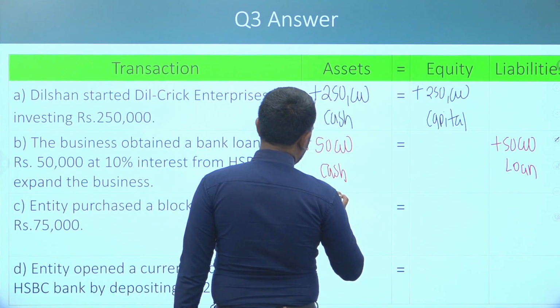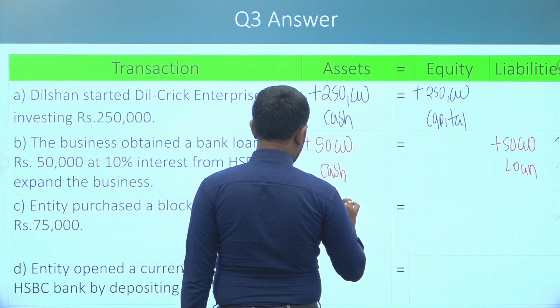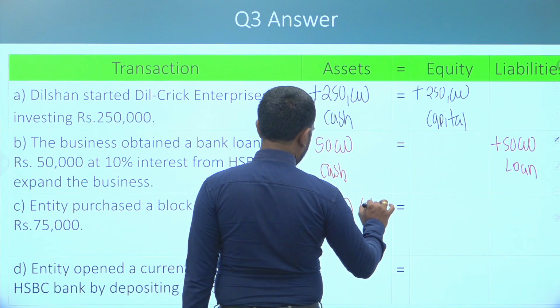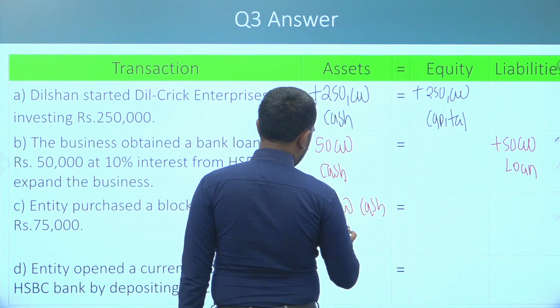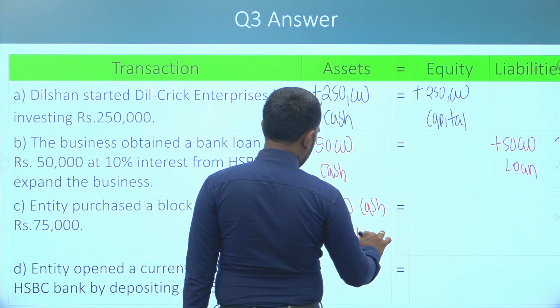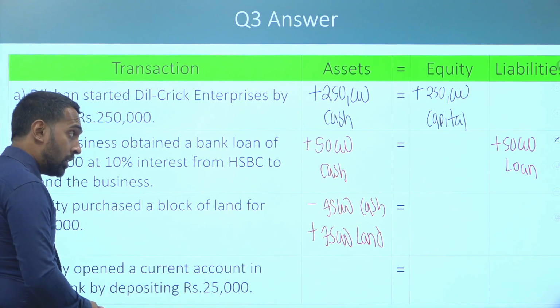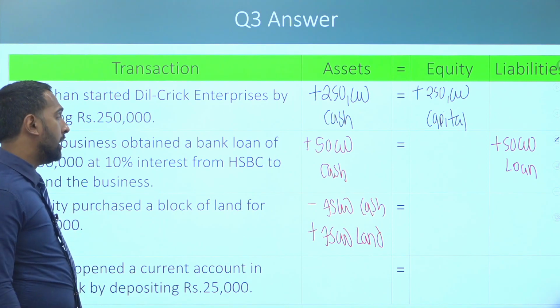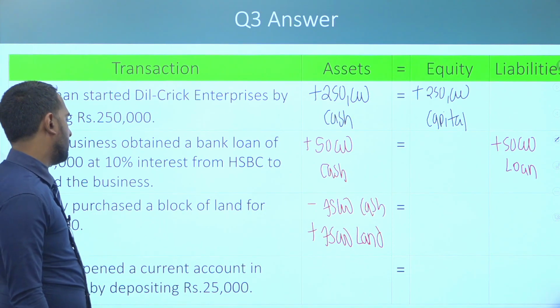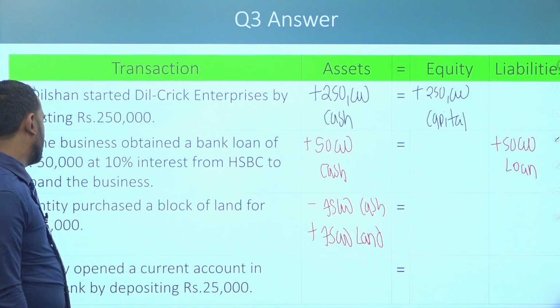One side my cash is coming down, 75,000 cash, and I'm getting a land 75,000. So one side my cash is coming down, but on the other side I'm getting a land 75,000. Right.